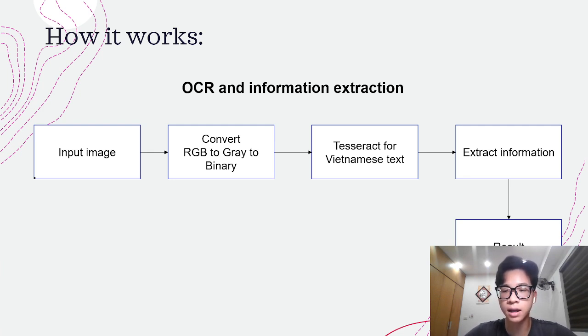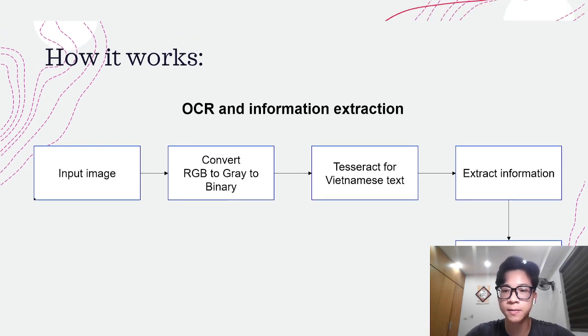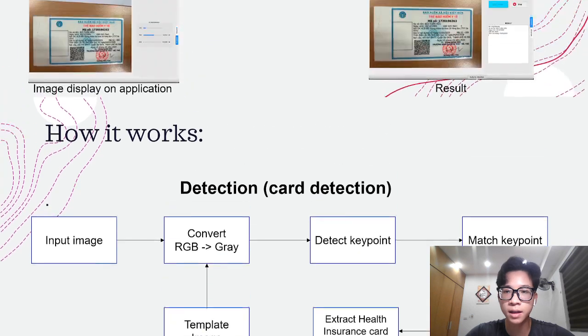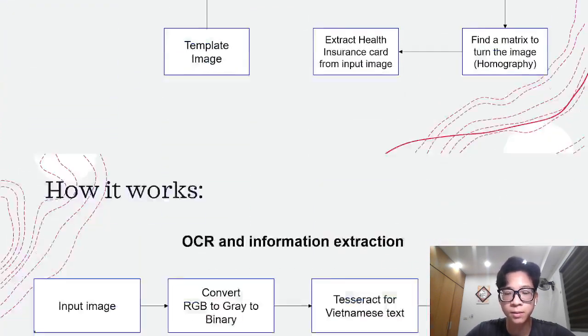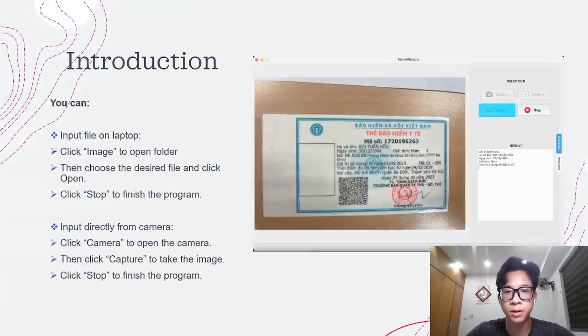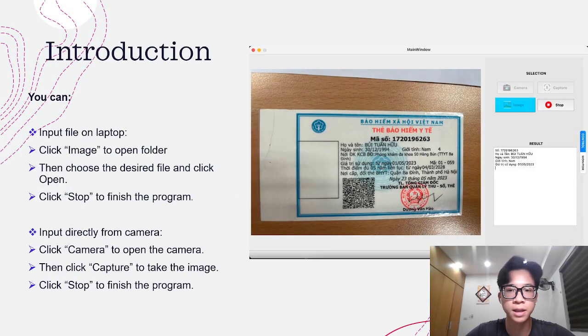First is the ID number, then the name, then the birth, then the gender, and lastly, if I remember correctly, it could be the expiry date. Then the result is stored on the application. Yeah, as you can see, these 5 classes are shown on the application. And now I give you some detail or introduction of my application.